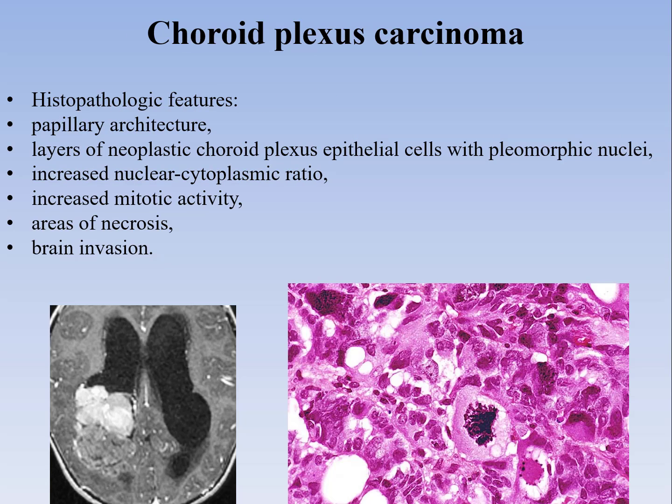Choroid plexus carcinoma. It also consists of a tuft of villi, but with a layer of neoplastic choroid plexus epithelial cells with pleomorphic nuclei, increased nuclear-cytoplasmic ratio, increased mitotic activity, multiple necrosis, and typical brain invasion.